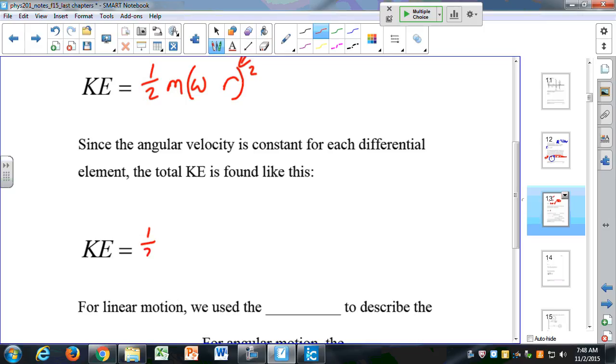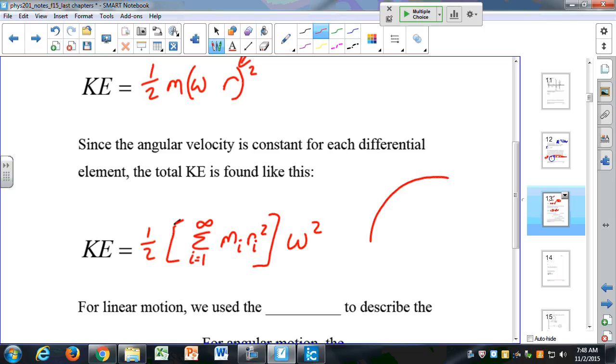It'll be 1/2 times the sum from i equals 1 to infinity of my differential elements, m_i r_i squared times omega squared.